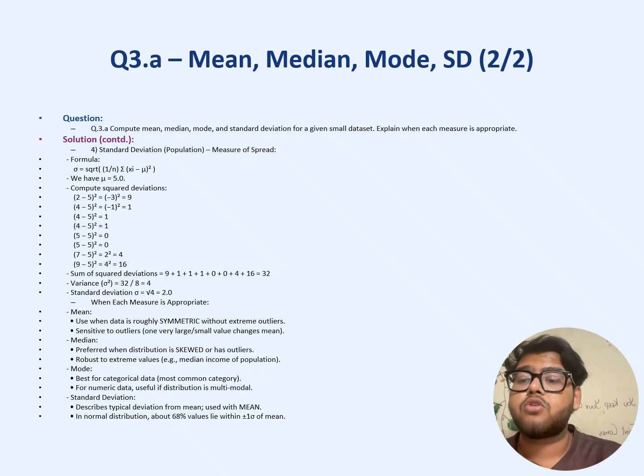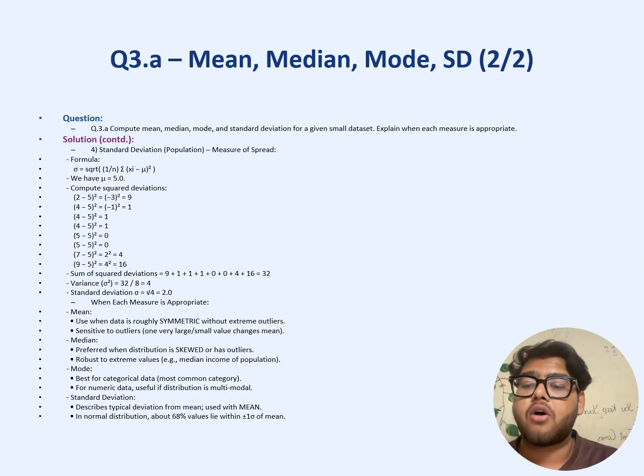Mean: use when data is roughly symmetric without extreme outliers; it is sensitive to outliers. Median: preferred when the distribution is skewed or has outliers; it is robust to extreme values. Example: median income of a population.